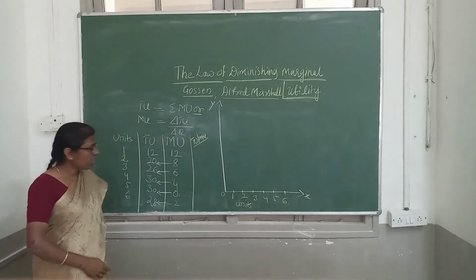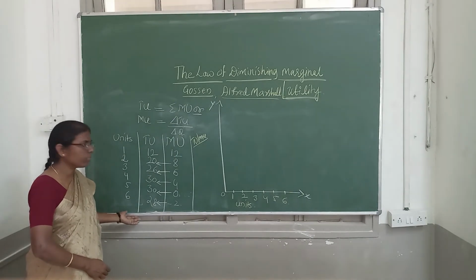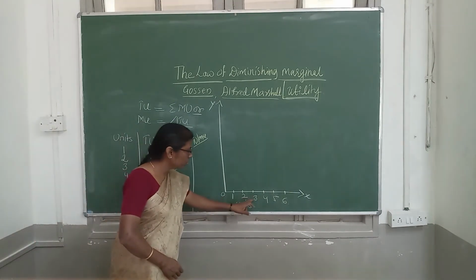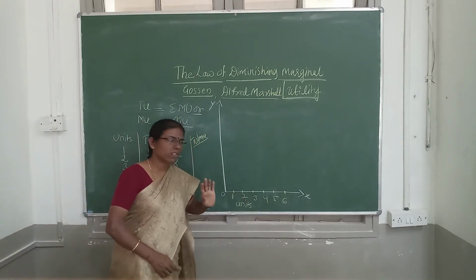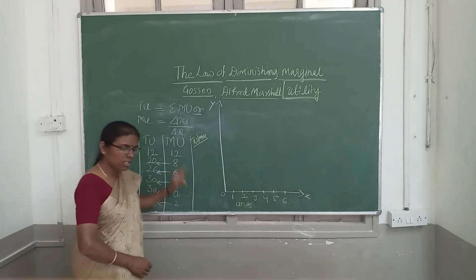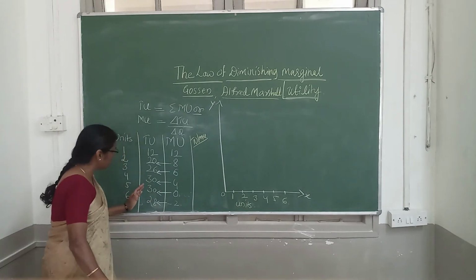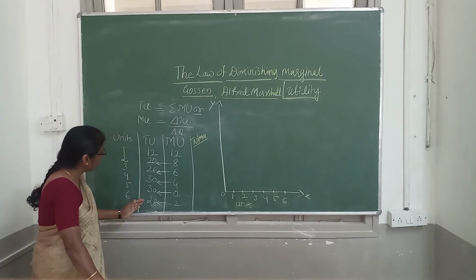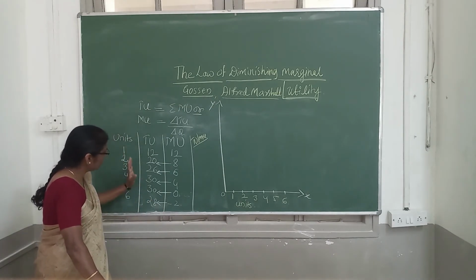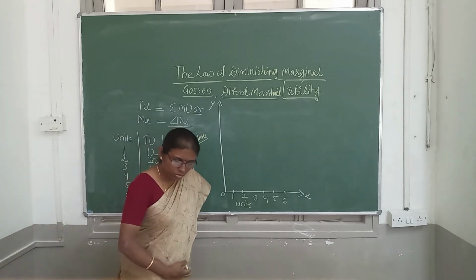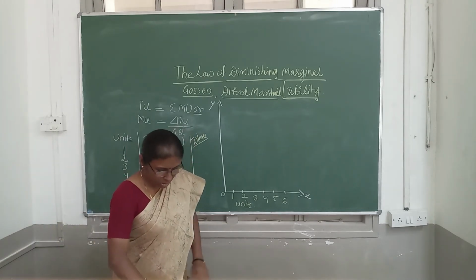How many units are there? 6 units are there in our example. So I will take 1, 2, 3, 4, 5, 6. And here the scale is very important, so it is better to take a scale of 2 or 3.